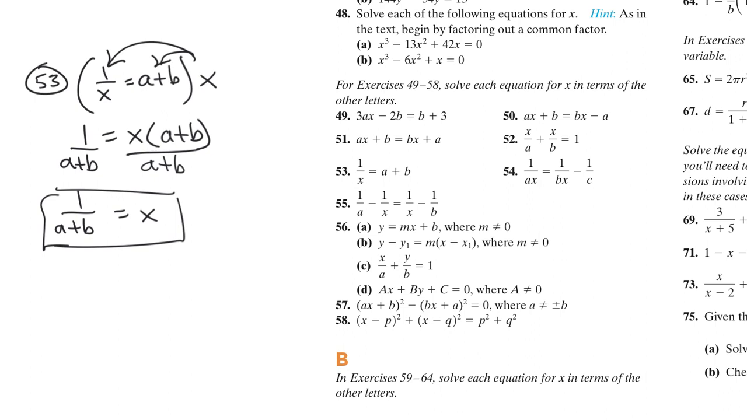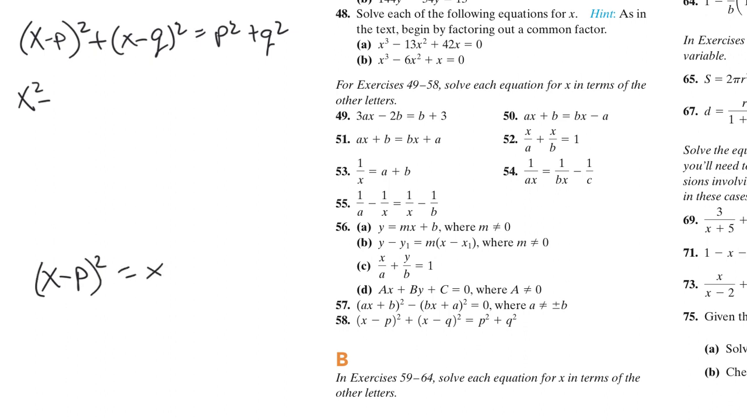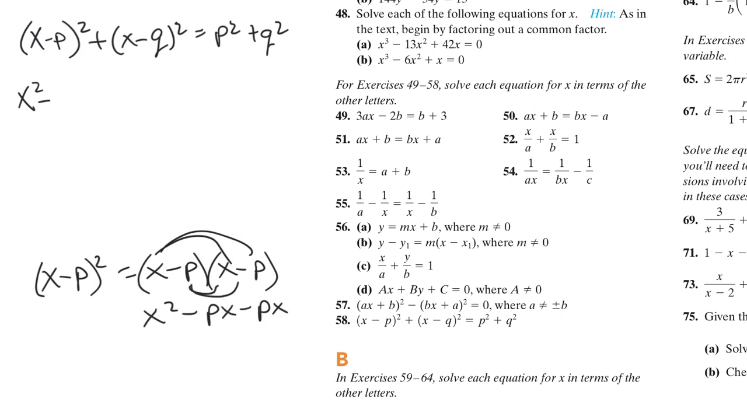Maybe I'll jump to number 58 to keep things spicy. Number 58, we have x minus p squared plus x minus q squared, and that's supposed to be equal to p squared plus q squared. Okay, so if I FOIL all this, this can be a little bit easy. So x minus p squared is x minus p times x minus p. So this is x squared, that's where my x squared came from. And then this is minus px, this is minus another px, and this is plus p squared. So that's x squared minus 2px plus p squared.